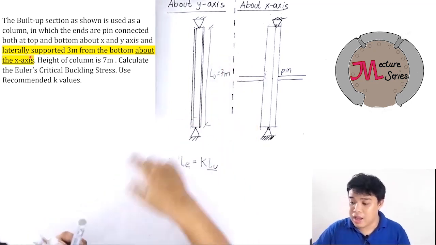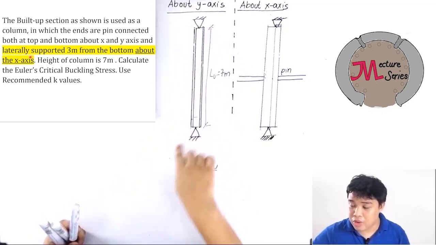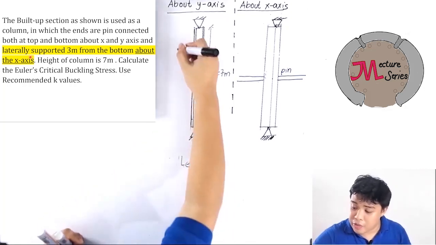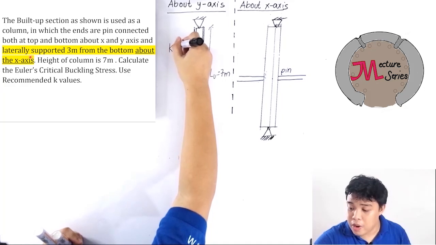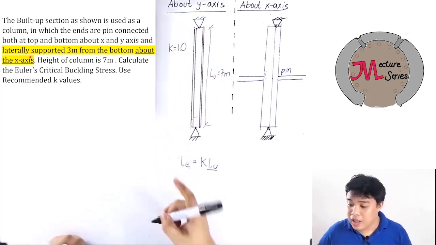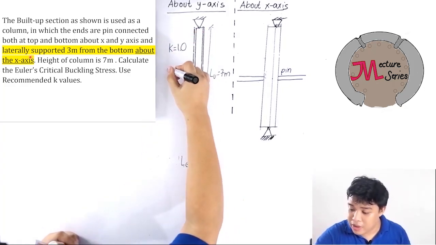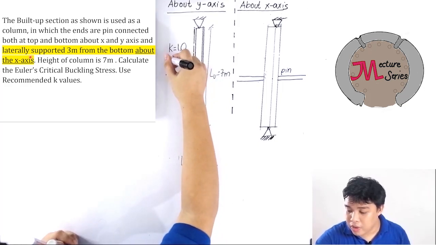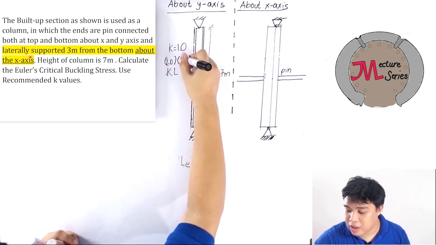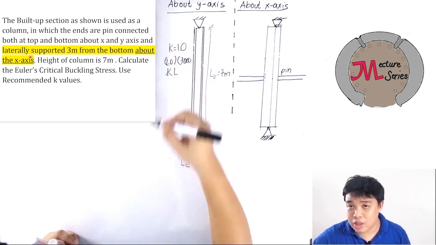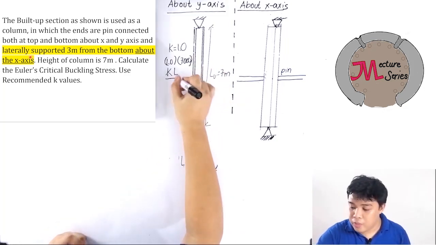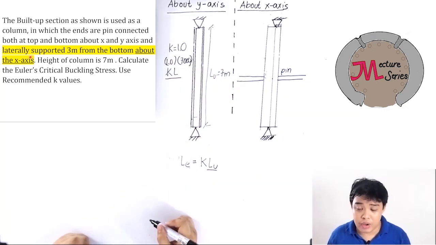And since, guys, the support from end to end is pin connected, whether it is recommended or theoretical, the value of K here is equal to 1.0. That's why the effective length here is equal to KL. Your K is 1.0 and your length is 7,000 mm. So let us use millimeter for unit consistency. 7,000 mm. We're going to divide it by the radius of gyration.